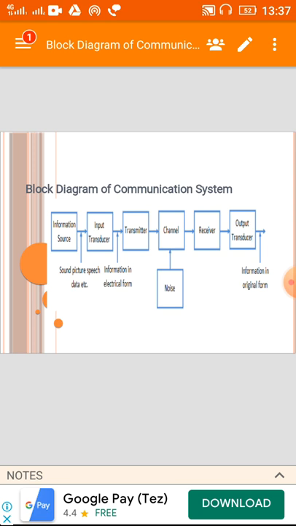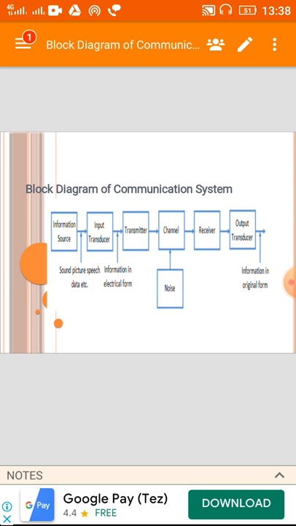Communication is the process of establishing connection or link between two points for information exchange. Or communication is simply the basic process of exchanging information. First, we have to see the block diagram of a communication system. Block diagram of a general communication system, in which the different functional elements are represented by blocks.